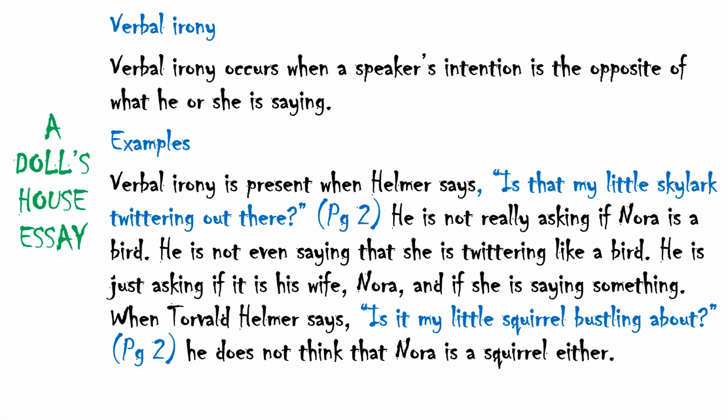Verbal irony. Verbal irony occurs when a speaker's intention is the opposite of what he or she is saying. That is the speaker's intention. Example. Verbal irony is present when Helmer says, "Is that my little skylark twittering out there?" Now, he is not really asking if Nora is a bird. He is not even saying that she is twittering like a bird. He's just asking if it is his wife, Nora, and if she is saying something. When Torvald Helmer says, "It is my little squirrel bustling about." That is on page 2. He does not think that Nora is a squirrel either.